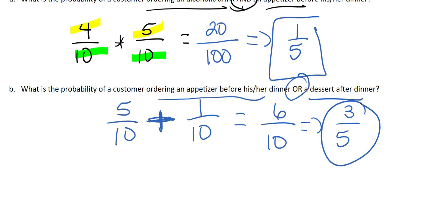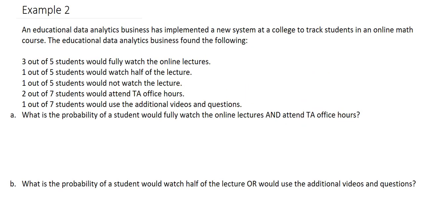Now let's go ahead and look at the second example. Example 2. An educational data analytics business has implemented a new system at a college to track the students in an online math course. The educational data analytics business found the following. So 3 out of 5 students would fully watch the online lectures. 1 out of 5 students would watch half of the lecture. 1 out of 5 students would not watch the lecture. 2 out of 7 students would attend TA office hours, and 1 out of 7 students would use the additional videos and questions. What is the probability of a student would fully watch the online lectures and attend TA office hours?